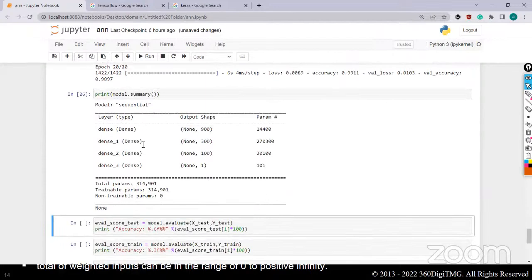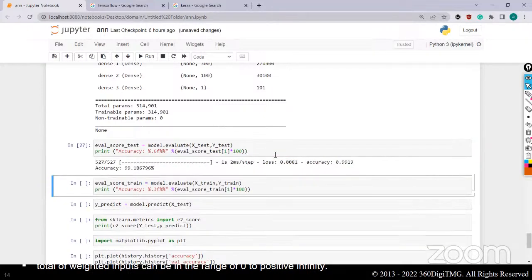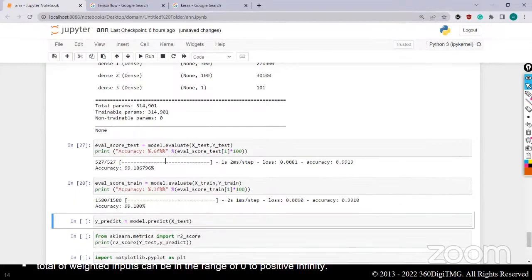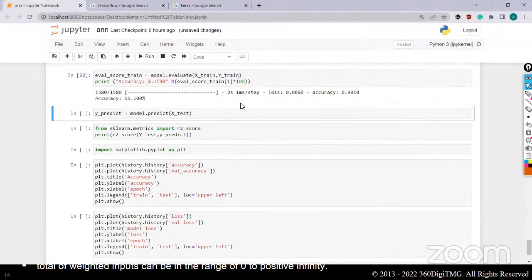Here we have the total number of parameters that were available to us, how many of them were trainable and how many were non-trainable. The trainable parameters were 3,901,000. So let's evaluate. We run it on a test data set and we get an accuracy of 99.18%. We evaluate again on a training data set just to check, and we get 99.1%, which is the same as what we were getting. Then we predict.